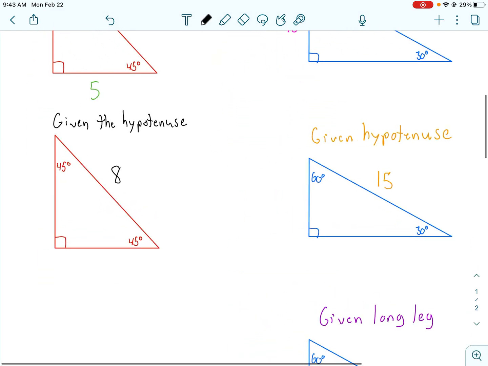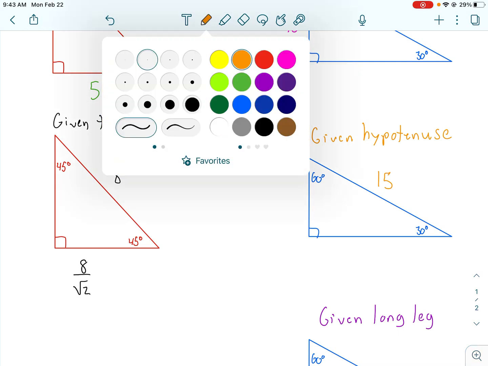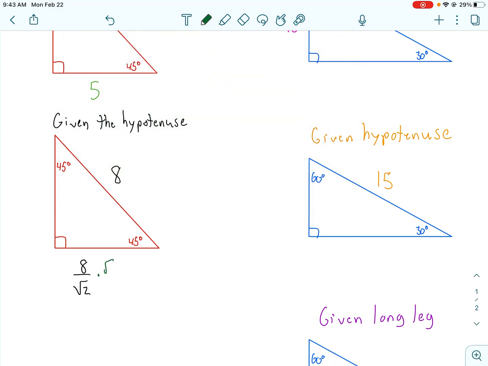by radical 2. So the leg is 8 divided by radical 2, which we then have to rationalize, which means get rid of the square root from the bottom. That's where you multiply by square root of 2 over square root of 2, giving us 8 square root of 2 over 2. Then you always look at the numbers outside of the radical to see if those can be reduced. In this case, they can. So 8 divided by 2 is 4, so you get 4 radical 2.